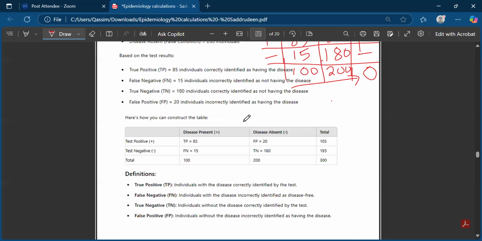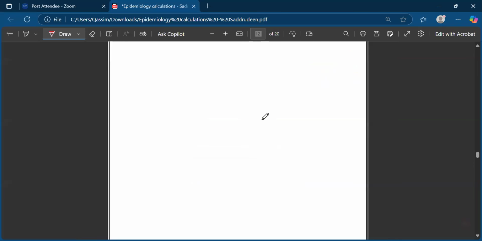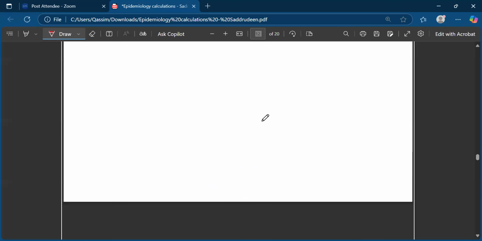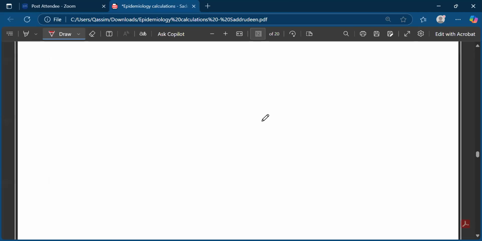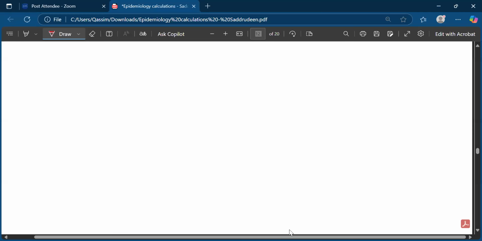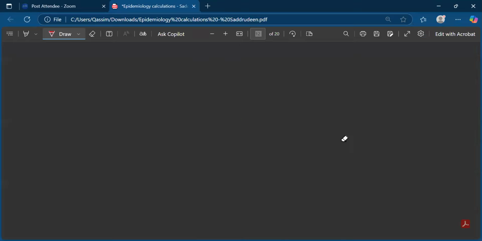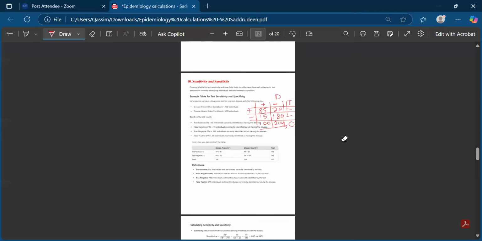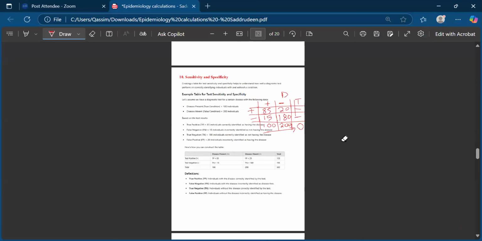I don't know why my screen keeps on disappearing. Oh my goodness, my screen. Are you guys seeing anything? Give it a second. Okay. Hey, it has zoomed out. I think it's because I'm using these touch screens.